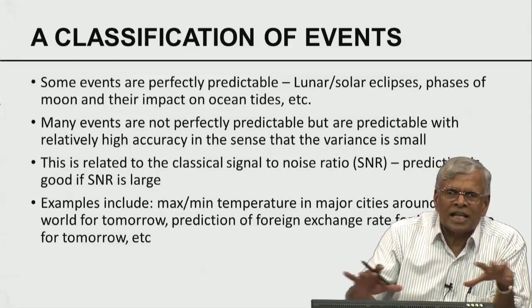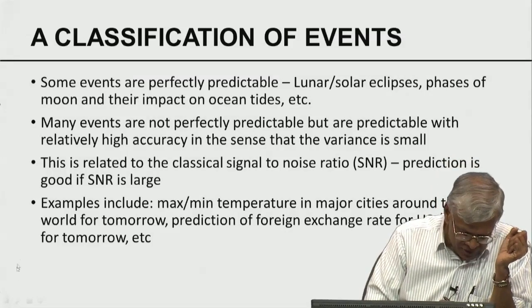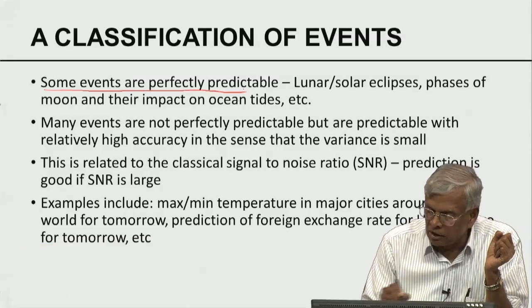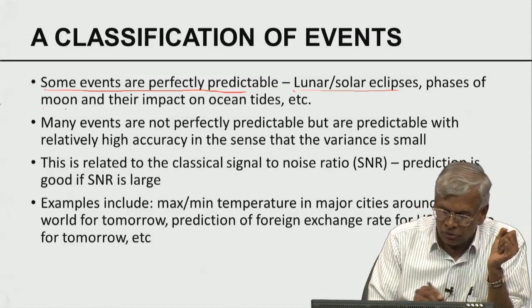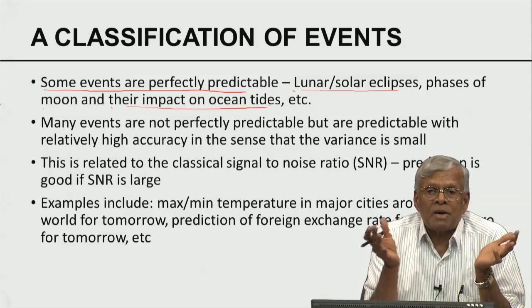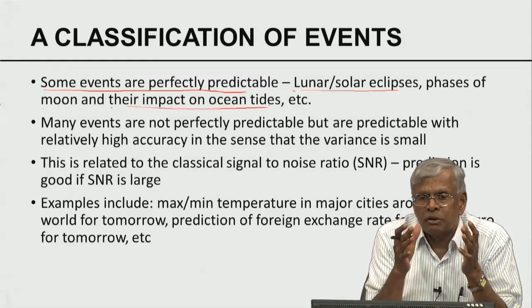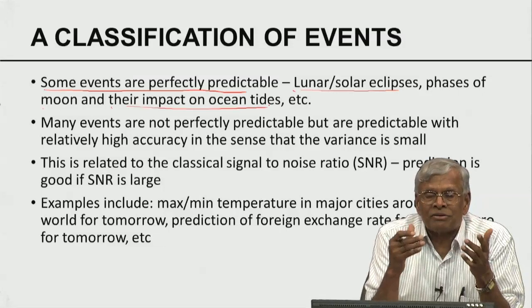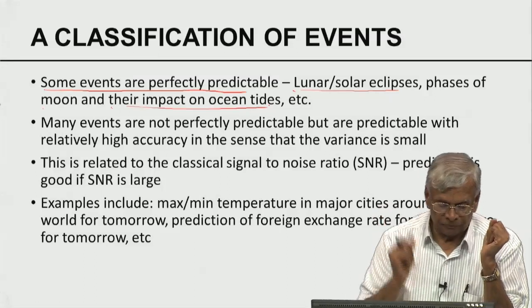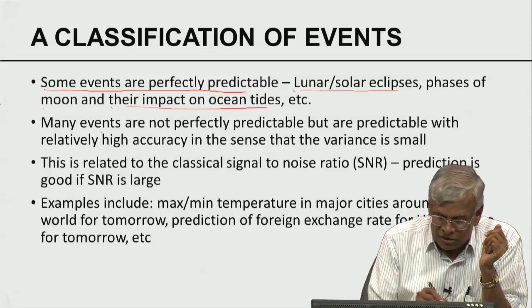But before that, we would like to classify some events in some meaningful way. Some events are perfectly predictable. We have alluded to this several times, but I think in this context it is worth emphasizing. Some events are perfectly predictable: lunar and solar eclipses, the phases of the moon, and their impact on ocean tides. So normally, we make predictions about ocean tide at days during the week, month. That depends on the phases of the moon, and those predictions are pretty accurate. Some events are perfectly predictable, but many events are not perfectly predictable.